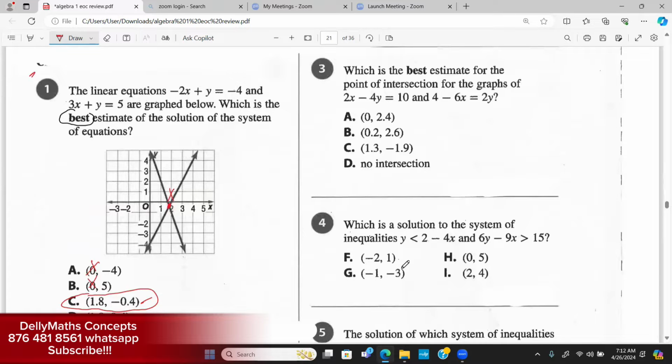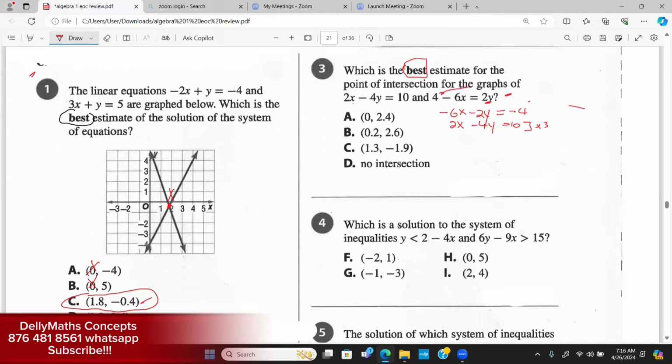Which is the best estimate for the point of intersection for the graphs of 2x minus 4y equals 10 and 4 minus 6x equals 2y? For some of these, you could try the coordinates in and see if they work out, or you could set it up and solve, then pick. They did say best estimate, so we're not necessarily going to get the exact answer. So let us try to set these up.